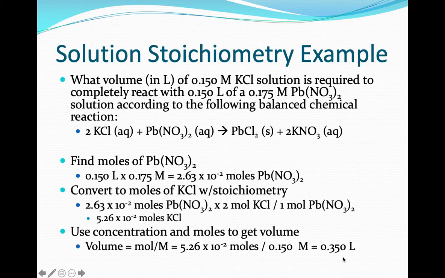And if I stop to think about things for a second, that should hopefully make sense overall. I have similar concentrations for KCl and Pb(NO3)2, but I need twice as much KCl. So as a result, I do expect the volume of KCl to be considerably higher in order for us to have enough of it to react. And in fact, it should be almost twice as much because of that 2-to-1 ratio here if the concentrations are similar. So if we double 0.175, that's 0.350 if we're doubling it.